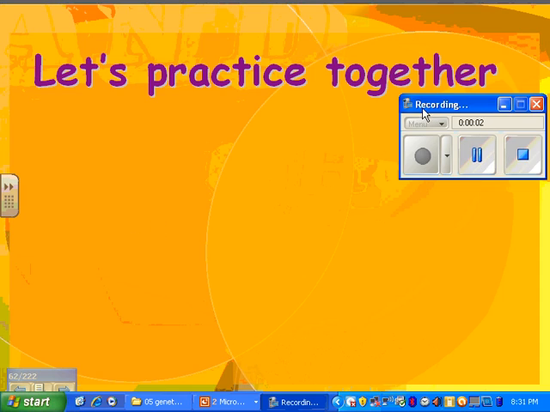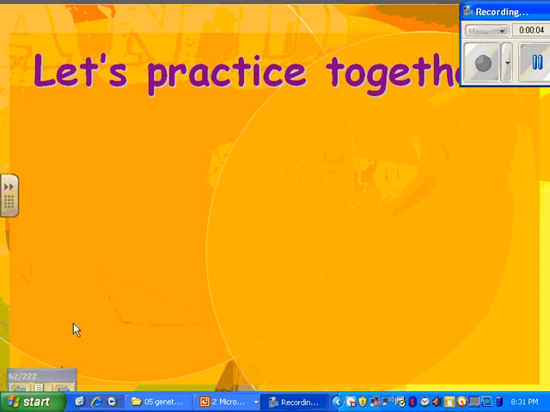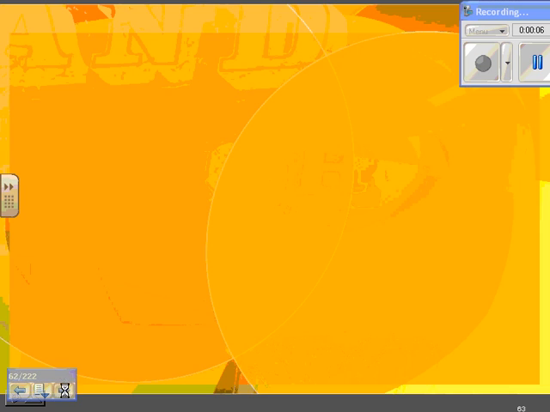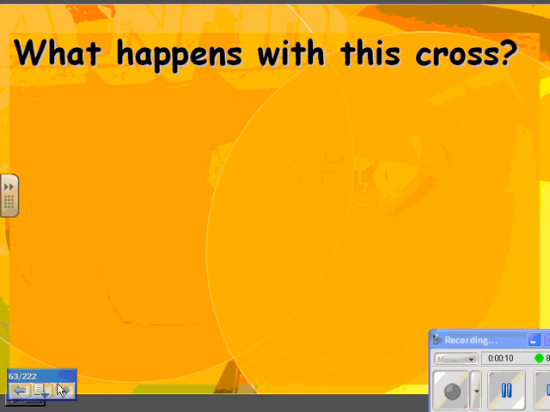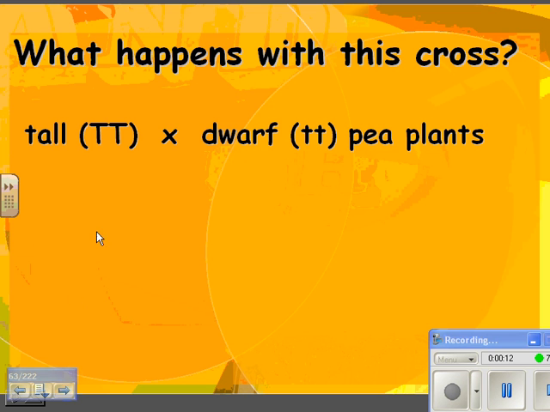We're going to practice some monohybrid crosses together now. So here's the first example. What happens with this cross? You cross a tall plant with a dwarf pea plant, and tall is dominant, which is why you have big T, big T. This could be a tall one, could also be big T, little t, but I'm telling you here it's going to be big T, so you just go with that.